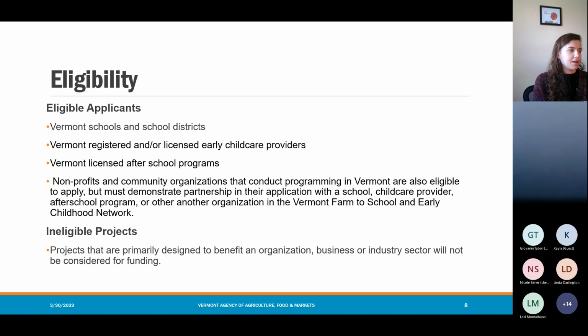And the requirement is that any nonprofits or community organizations have to demonstrate partnership with another organization within the farm to school and early childhood network to really leverage that scalable, replicable change. Some projects that are ineligible are those that are primarily designed to benefit an organization, business, or industry sector.